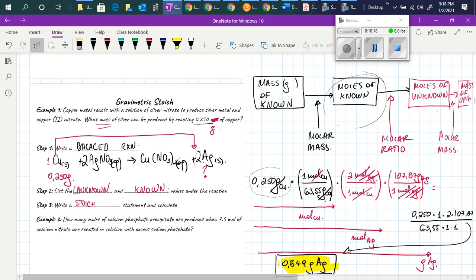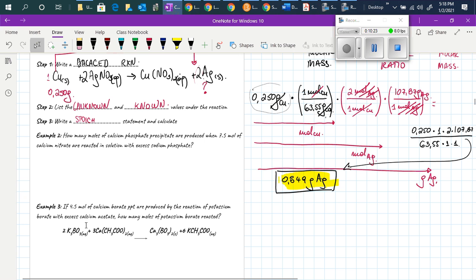Let's move now to another example. So we have: how many moles of calcium phosphate precipitate are produced when 7.5 moles of calcium nitrate are reacting in the solution with excess sodium phosphate? When you see a phrase like excess sodium phosphate, it means that you can use as much as you need until all of the 7.5 moles of calcium nitrate are used up.